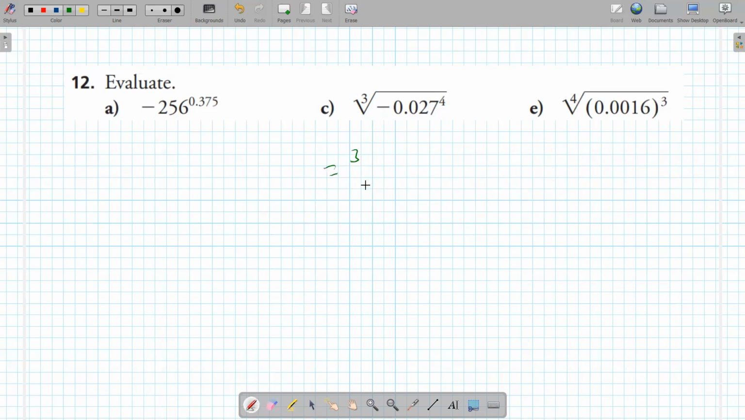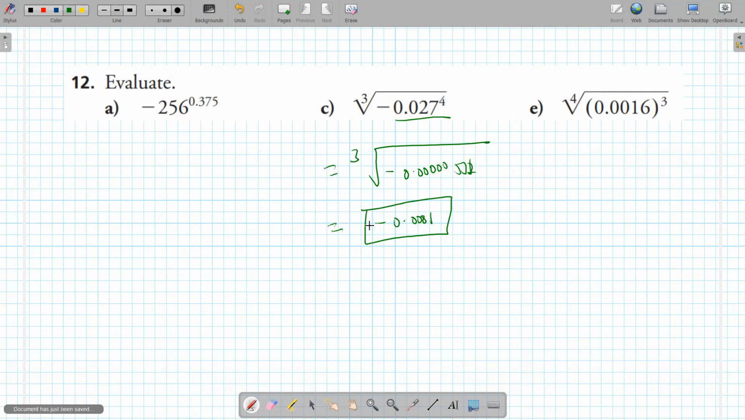Here, what's best, I think, if you have a calculator, is to just do this bit first. So negative 0.027 to the power of 4, which is a big number, by big I mean a lot of digits. And then you cube root that, so you don't make a mistake. That's the answer, negative 0.0081. The answer there should be negative. Do you understand why the answer here is negative and not positive, even though there's a 4th power?